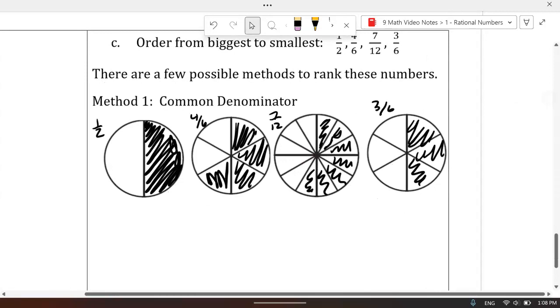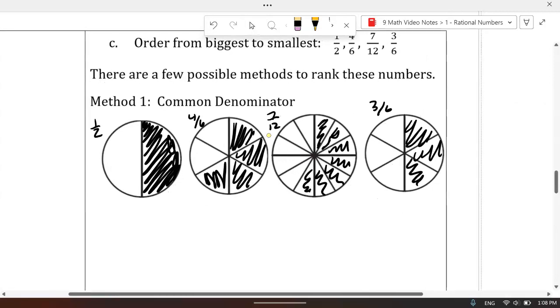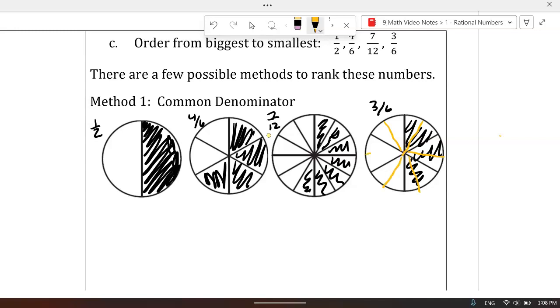Okay, so what I can do is cut this circle into the exact same amount of pieces as the other ones. This one right here is cut into 6, okay? But my biggest denominator is actually 12, and if I cut each one of these in half, I actually create a pie with 12 pieces. So instead of 3/6, this is going to be 1, 2, 3, 4, 5, 6. It's going to be 6/12.